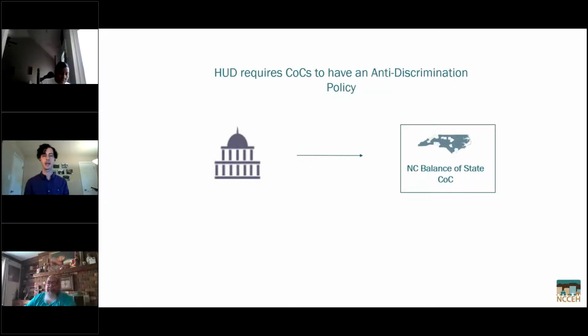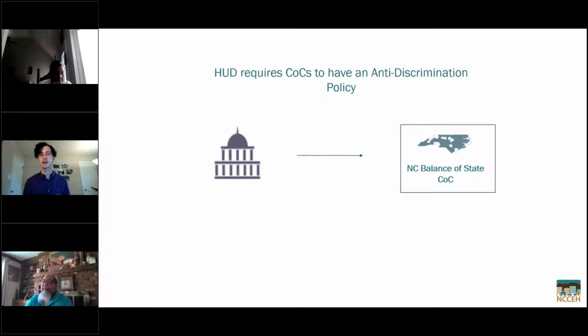Further, it's worth noting that having and implementing an anti-discrimination policy is a requirement from the U.S. Department of Housing and Urban Development. So in the fiscal year 2017 COC competition, Notice of Funding Availability, or NOFA, HUD required that all COCs have an anti-discrimination policy in place once awarded projects were contracted. So at the time, NCCEH drafted a policy in fall of 2017, researching the policies of other COCs across the country, and also crafting a policy that adhered to HUD regulations for the balance of state, but also took into account our COC's priorities.